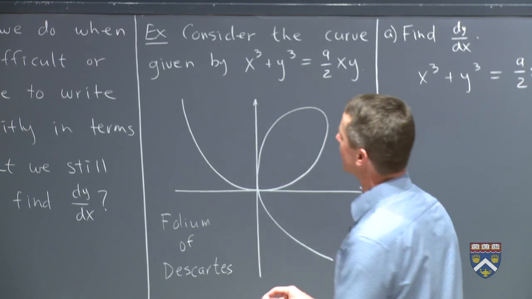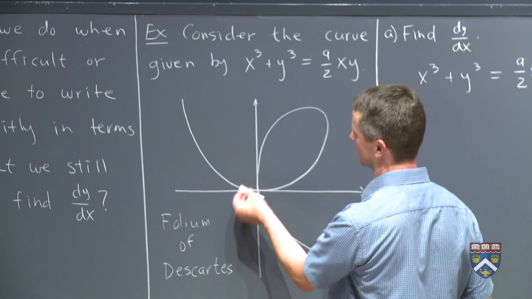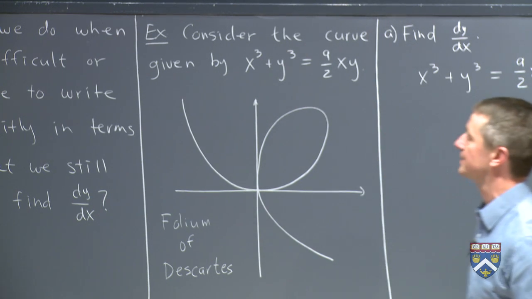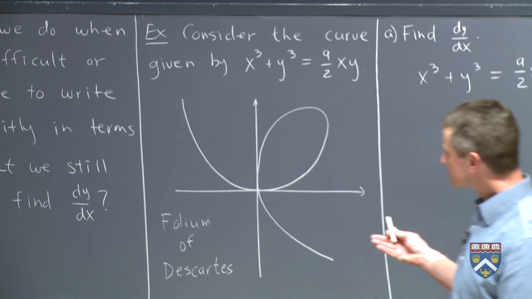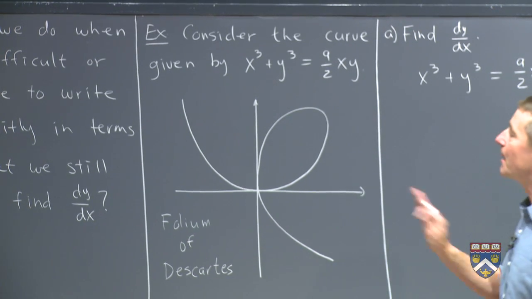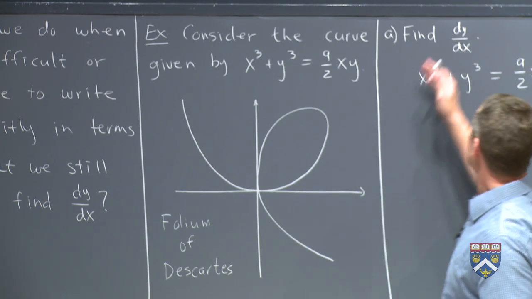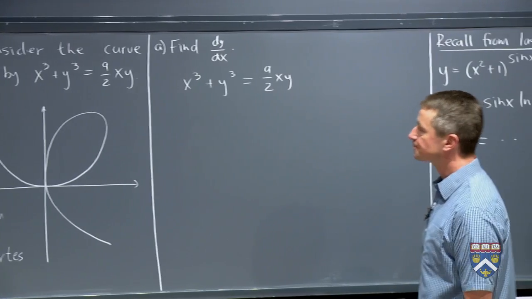Nevertheless, I think you would agree that at almost any point on this curve, I should be able to draw a tangent line, maybe except at the origin where there are 2 different tangent lines, and we might run into some trouble. So what can we do? We don't even bother now to try to solve for y in terms of x. We just leave it the way it is if we want to find dy dx.